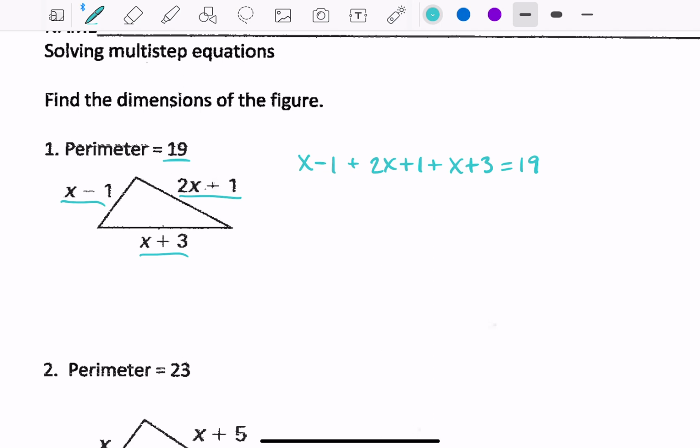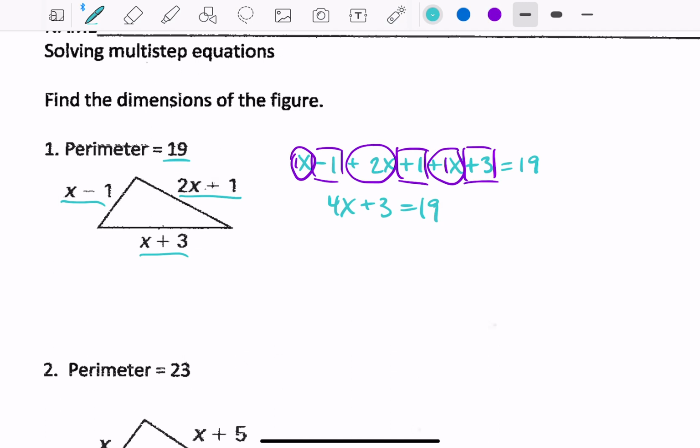I don't have any parentheses, so I don't need to simplify those, but I do have a whole bunch of like terms. So when I look, I have x, I have positive 2x, I have another 1x, so this is a 1, this is a 1. So when I add those together, I get 1x plus 2x is 3x plus 1 more x is 4x. And now I can look and I have a bunch of constants. I have negative 1, positive 1, so those would actually cancel to be 0. And then I have 3. So this is going to be 4x plus 3 equals 19. So now I have an equation I can solve. I simplified everything I could simplify.